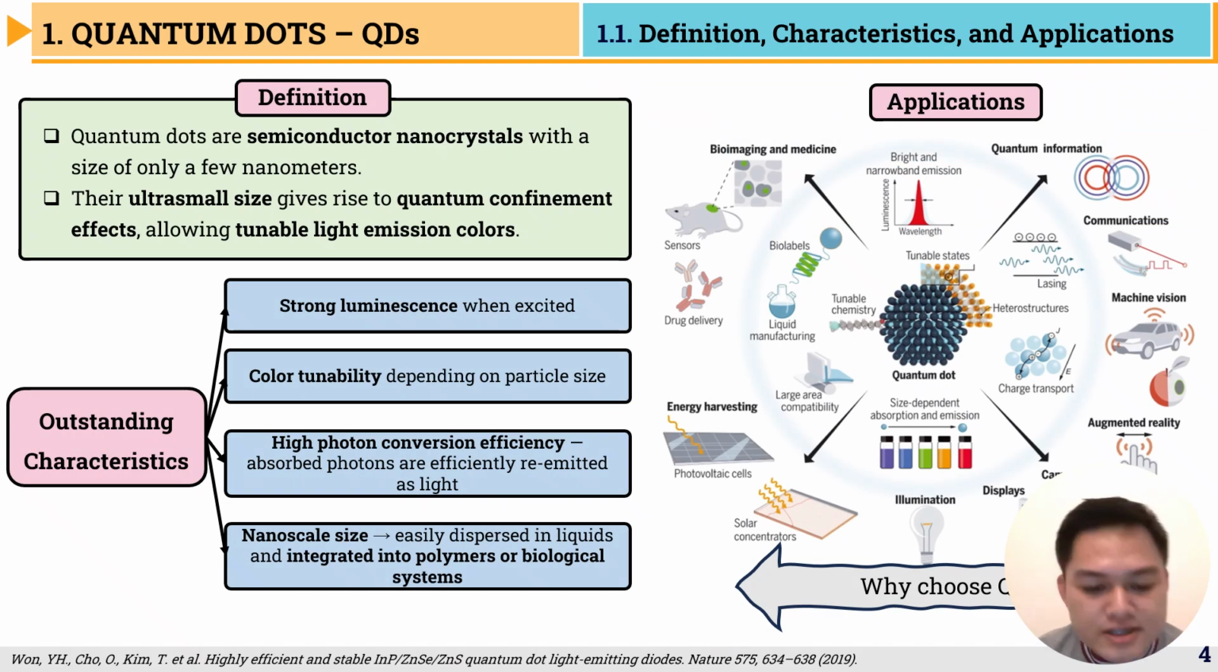Quantum dots are very small semiconductor particles, only a few nanometers in size. Because of their small size, they can emit bright light that changes color depending on their size. They have a strong emission, high efficiency, and are small enough to use in many devices and biological systems. Their properties make quantum dots useful for displays, lighting, solar cells, and medical applications like imaging.